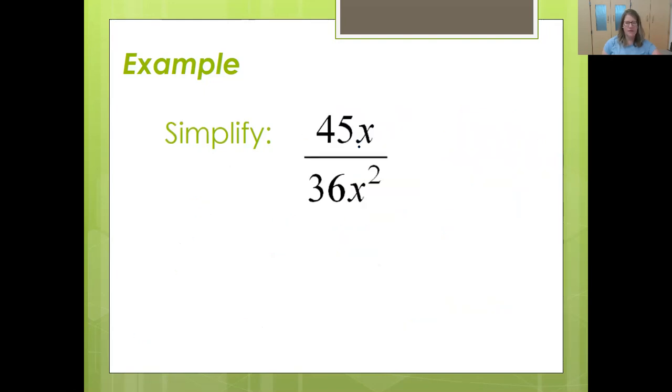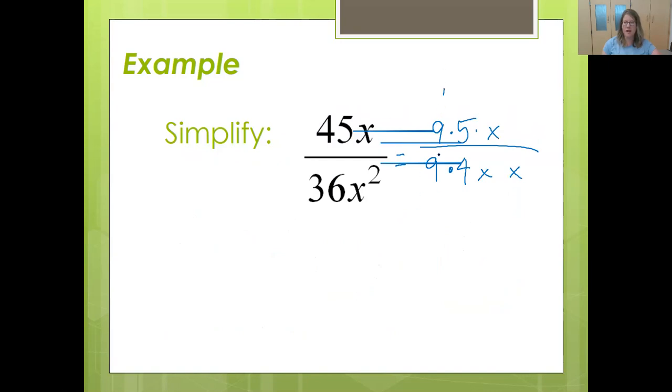All right, 45x divided by 36x squared. Let's just start breaking this down. 45 and 36, I'm thinking 9 might be their common factor. So 9 times 5 times x on the top. And then 9 times 4, right? Yeah, 9 times 4 times x on the bottom.